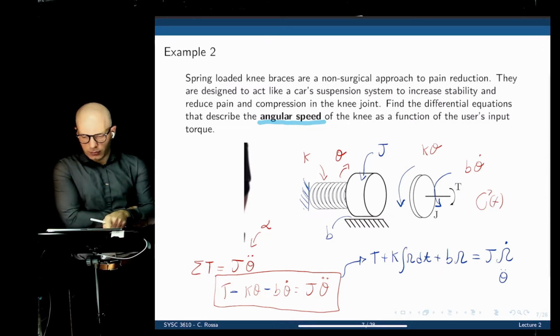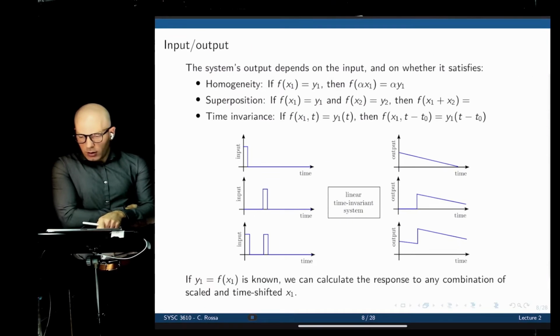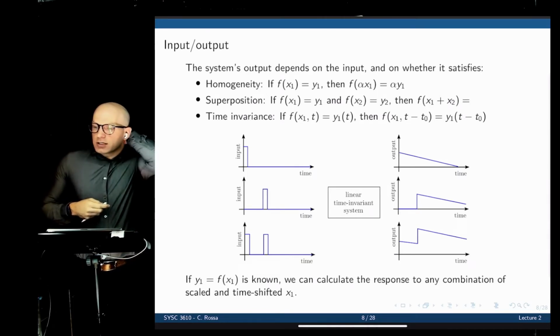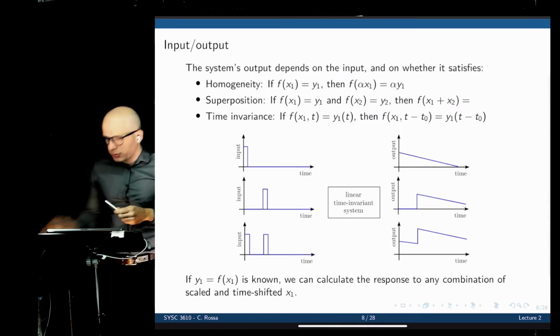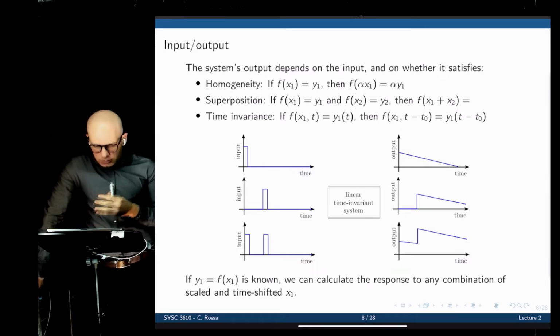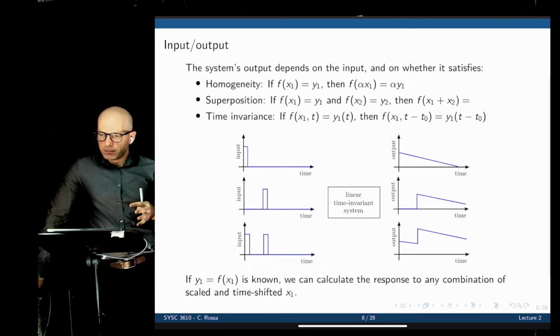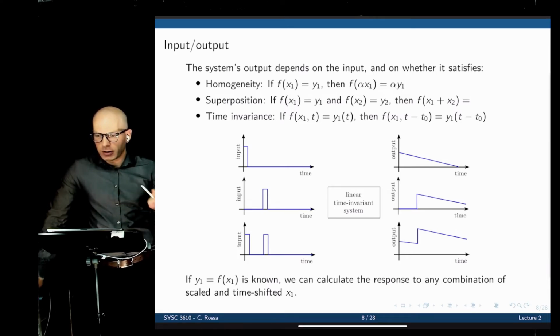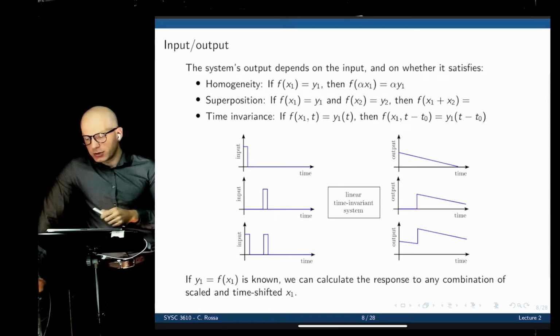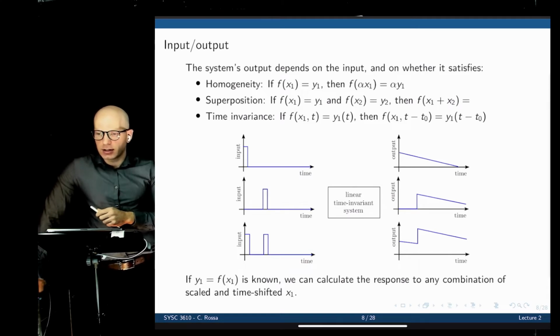Now that we have a system and the equations for that system, we need to define the input-output relationship. We need to find the output for a given system. That's our ultimate goal, to find the output for any sort of input. We are limiting our system to linear time invariant systems. That means we have to respect three conditions: homogeneity, superposition, and time invariance. We discussed that in the last lecture.